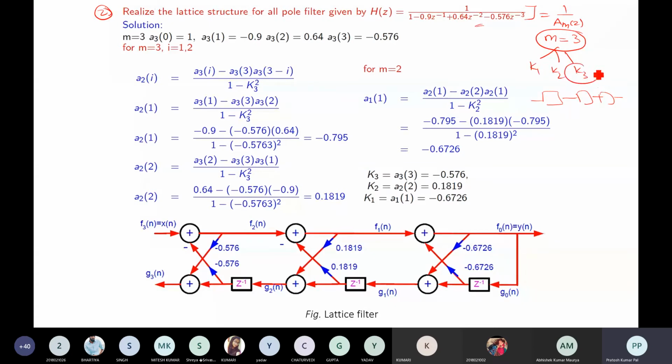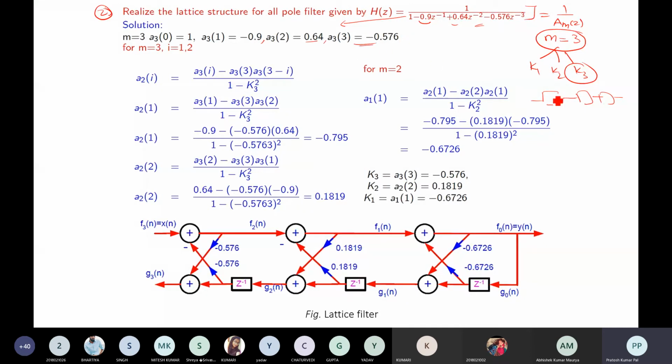Starting with the highest k, that is k3. Before that, we need to find out the coefficients. So m equals 3 there, so from this expression the coefficients will be: a3 of 0 will be 1, the coefficient of 1 here is 1, so a3 of 0 will be 1. Similarly, a3 of 1 will be equal to minus 0.9. a3 of 2 will be equal to plus 0.64. Similarly, a3 of 3 will be minus 0.576.